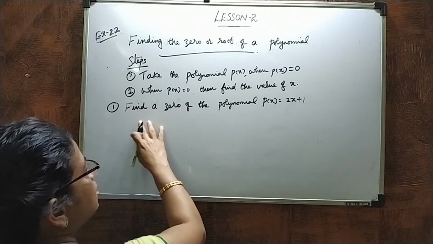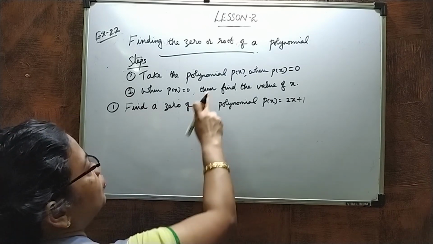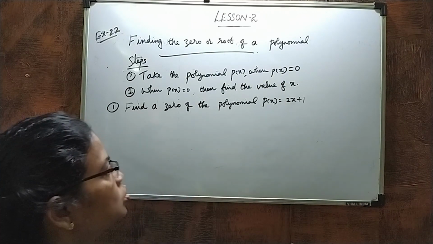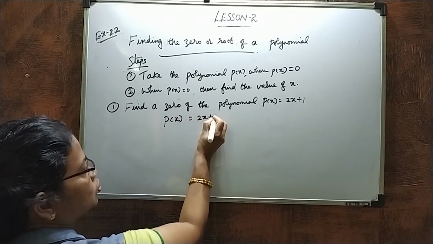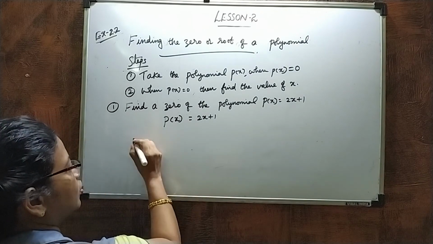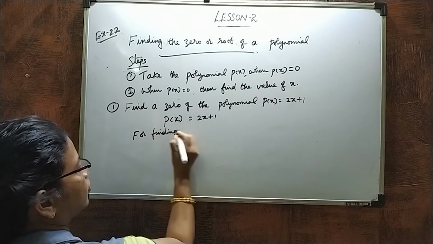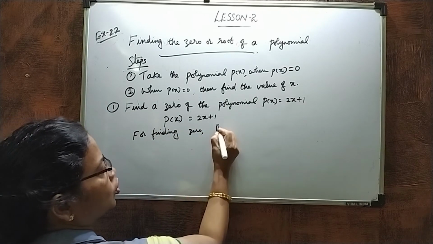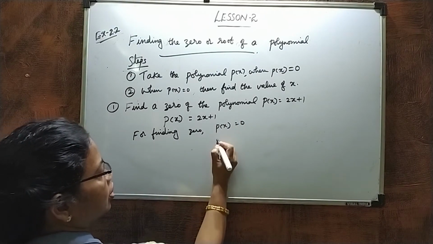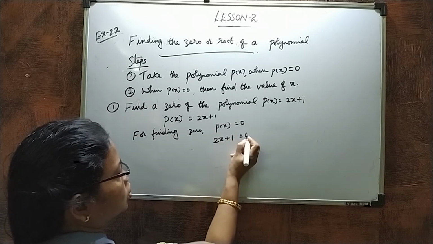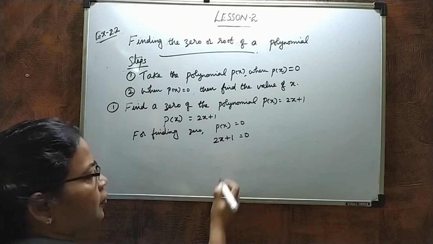Okay. The question is, find the 0 of the polynomial P of x is equal to 2x plus 1. What is the first step? Make P of x equal to 0. So, P of x is equal to, first you have to take 2x plus 1. After that, for finding 0, what you have to do? P of x is equal to 0, right? That means this P of x you have to write as 2x plus 1 equal to 0. Instead of this P of x, write the polynomial. Clear?